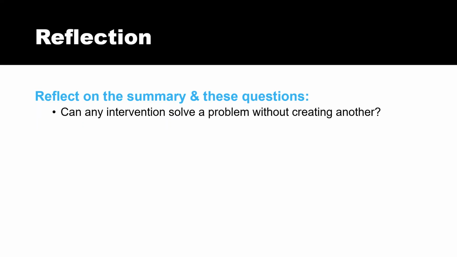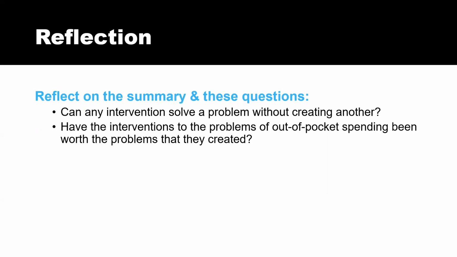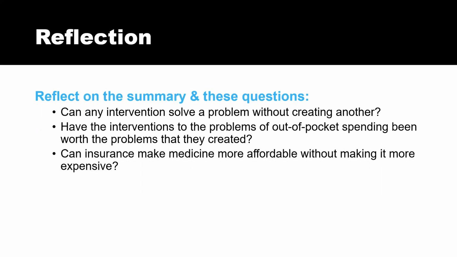So, can any intervention solve a problem without creating another? If you get to influence policy at all, this is a good one to think about. The goal is to reduce the amount of problems you create by solving other problems. And then, have the interventions to the problems of out-of-pocket spending been worth the problems that they created? So we've seen some higher cost in insurance. Is that worth better affordability and access? I think most people would say yes, but you're free to answer however you'd like.